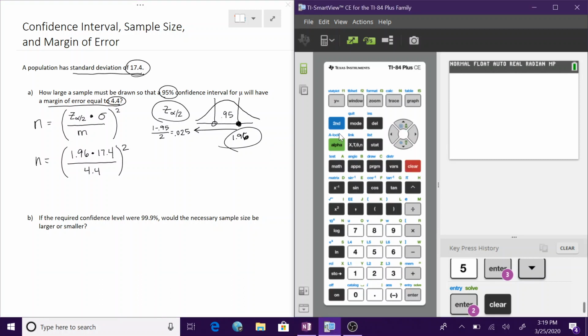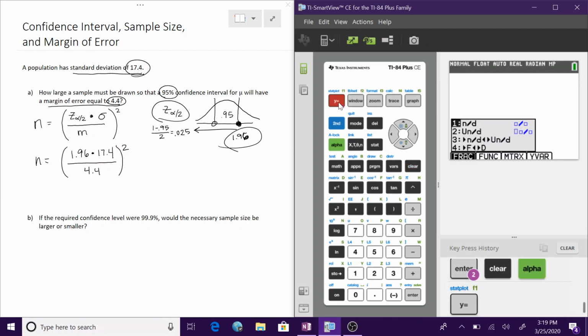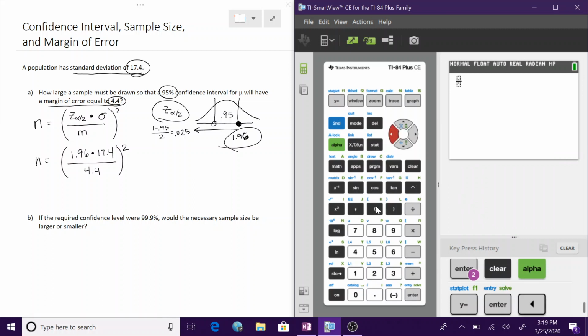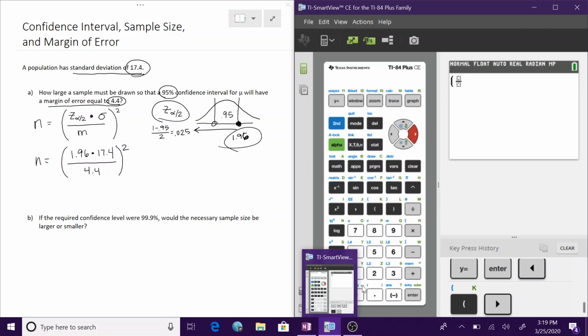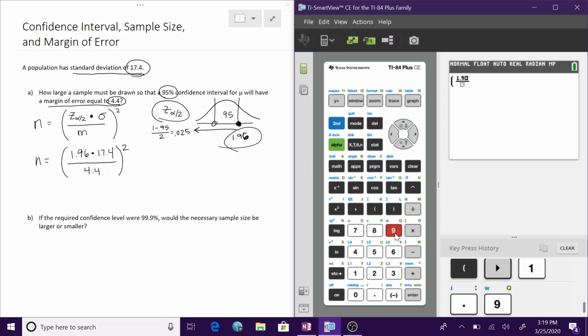So moving over to my calculator. Now the cool thing that your calculator does here is if you press alpha y equals, you can choose to do a fraction directly into your calculator. So I'm going to do that here just so you can see that demonstrated. I'm just going to plug in 1.96 times my sigma value of 17.4, divided by my margin of error of 4.4, and then this entire thing is going to get squared.